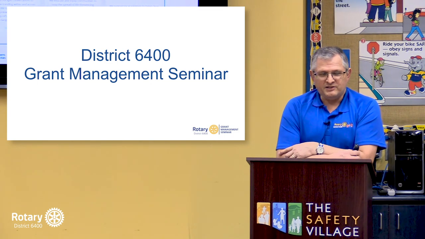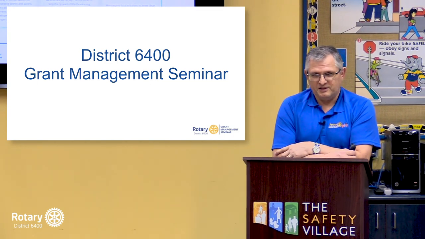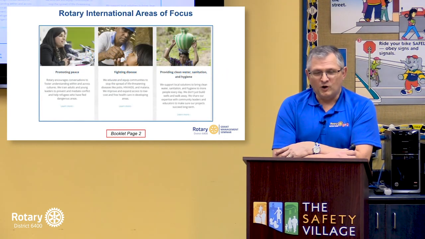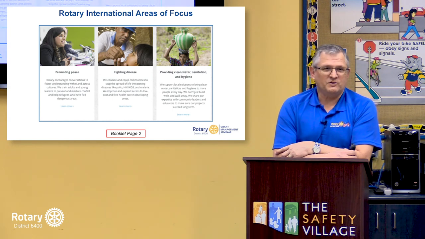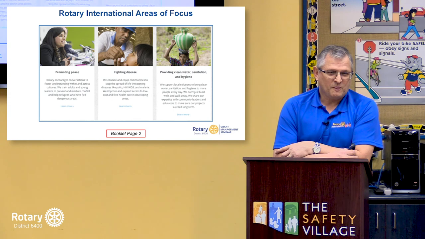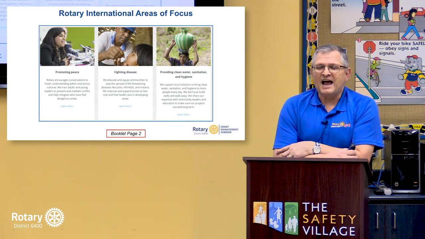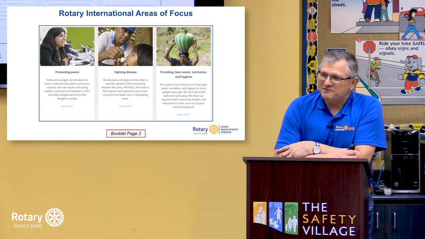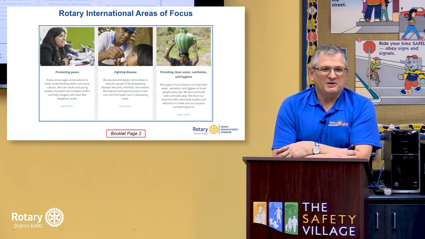Rotary International has six areas of focus. When you do a global grant, those are the big ones, it has to be in one of those six areas of focus. The six areas of focus are exactly what you would make up if someone said, hey, pick six areas of focus that you want your good works to impact.